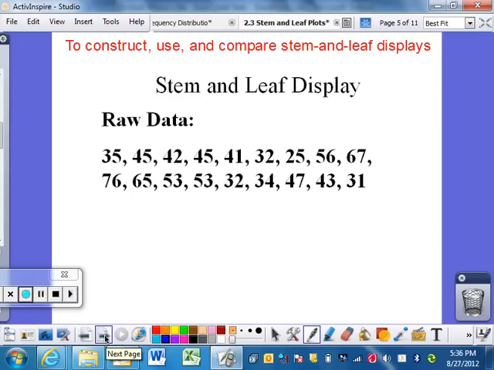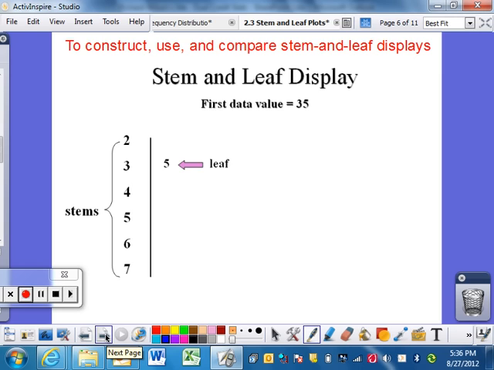So let's say we have this data. It doesn't even matter what it's for. It's probably maybe the ages of people that you know somewhere, somehow, some way. Okay, how are you going to make this into a stem and leaf plot? Well, the first thing you need to do is kind of get them in order.